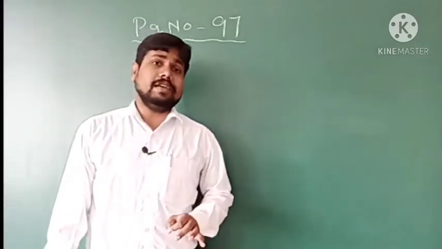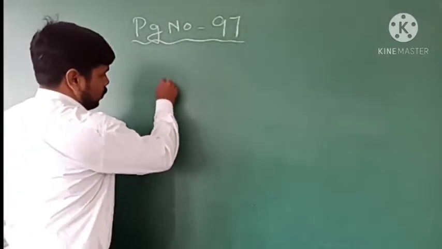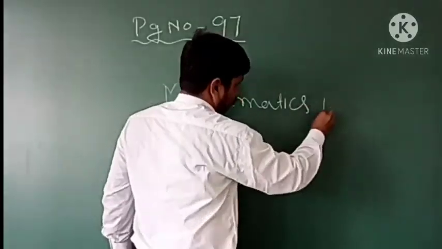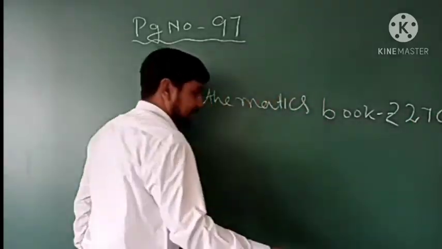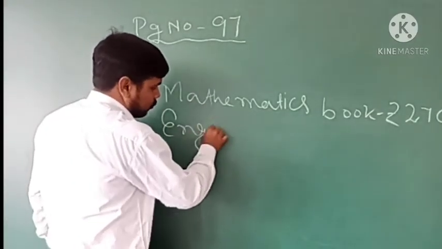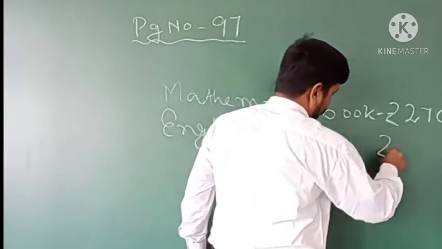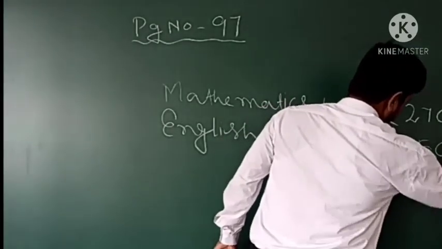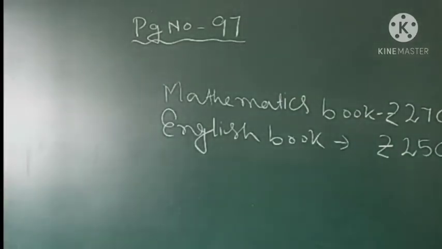This is based on simple addition only. I am giving an example. For example, we have taken the cost of the mathematics book as rupees 270. I am taking an example, I am not telling the correct one. So suppose the cost of the English book is rupees 250 decimal 50. Decimal 50 I have taken because this chapter is based on rupees and paise only.